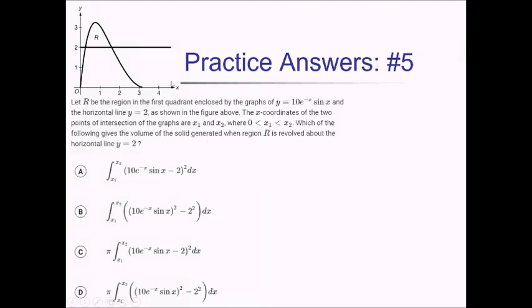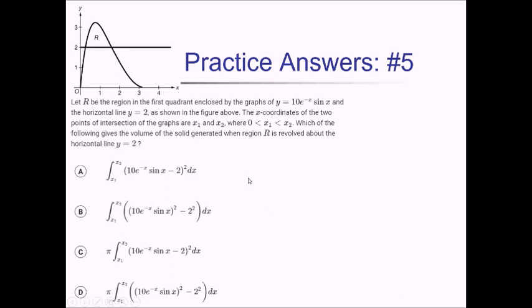For this problem, we have this region R enclosed by this crazy exponential function and the line y equals 2. We're told that these are intersecting at x1 and x2, and x1 is less than x2. We want the volume of the solid when we revolve R around the line y equals 2, which happens to be one of the boundaries of R. Because that's one of the boundaries, our bounded region is flush against the axis of revolution, which means that we have to use disks instead of washers to integrate this thing.